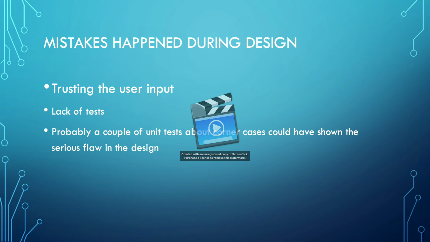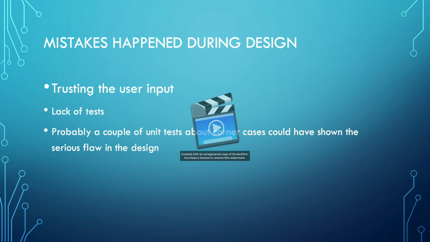So the mistakes happened during the design. The key thing was trusting the user input, which is really bad practice in terms of security, because we can't properly distinguish whether it's a good-willed user or a malicious one. Along with that, there was a lack of tests, because as we can see, the fix wasn't that complicated. It was just a simple bounds check.